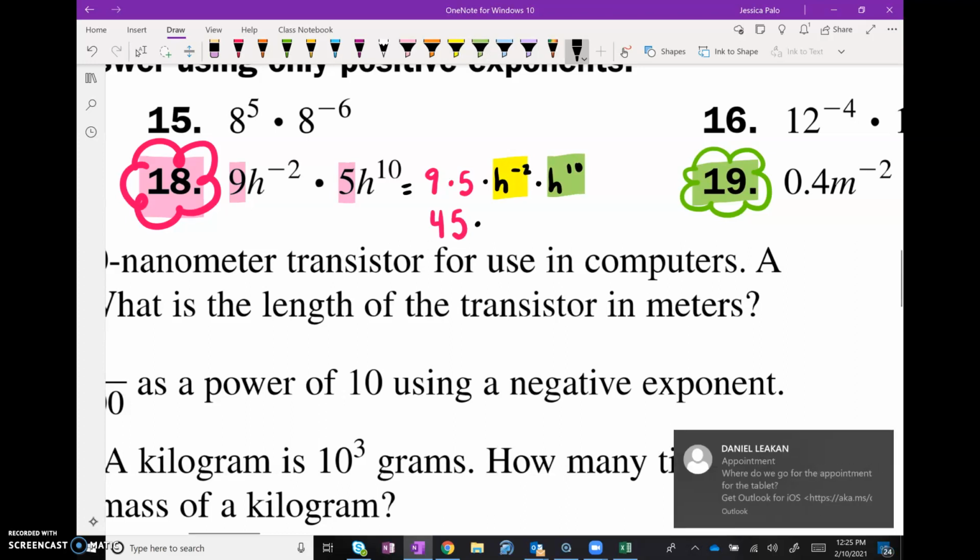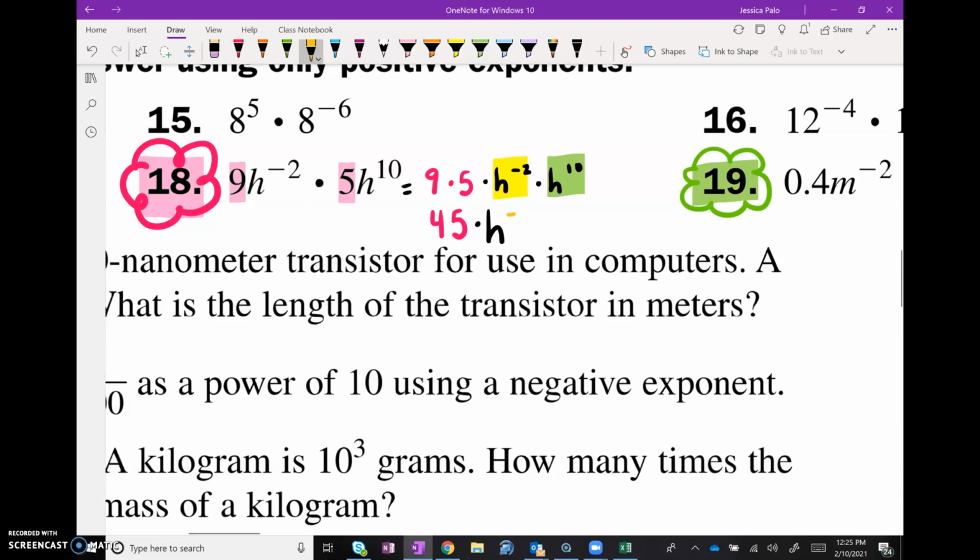So you will have times h to the negative second plus 10th, which equals 45h to the 8th power.